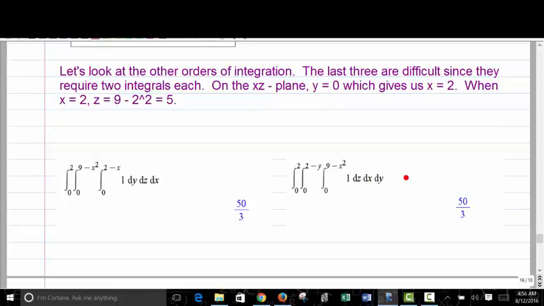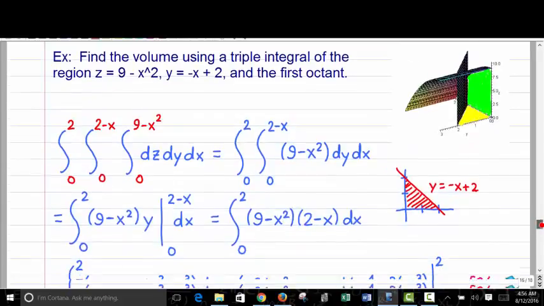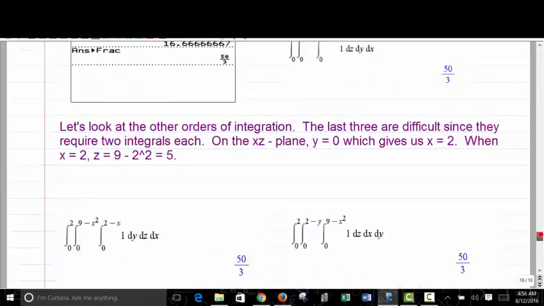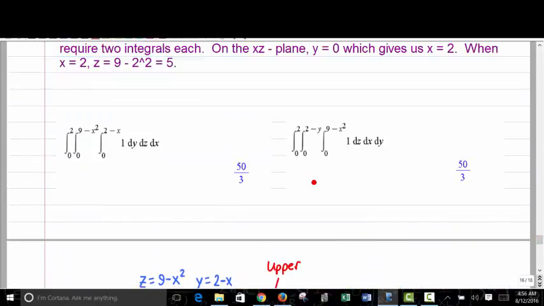And then this one, dz dx dy. So that's not too bad. That one's actually really easy because it's basically the problem we did up here. If you took this equation y equals negative x plus 2 and solved it for x, you would get x equals 2 minus y. So that one's really easy. Assuming you got the first one right, it's easy. So you go from 0 to 9 minus x squared. Now it's going from 0 to 2 minus x. And then y goes from 0 to 2. That yields 50 over 3, which is terrific.